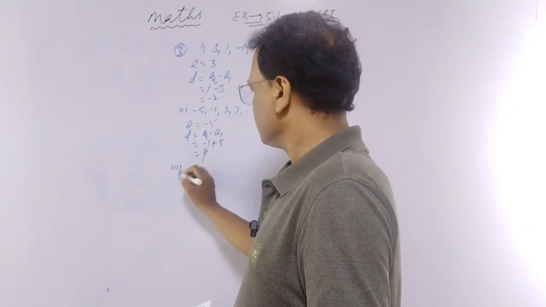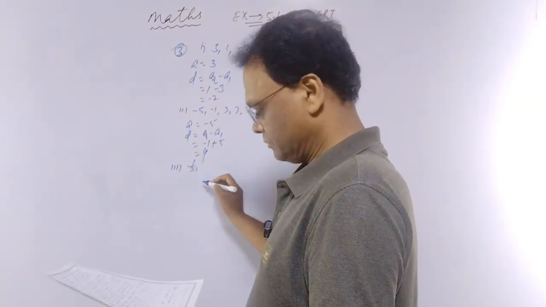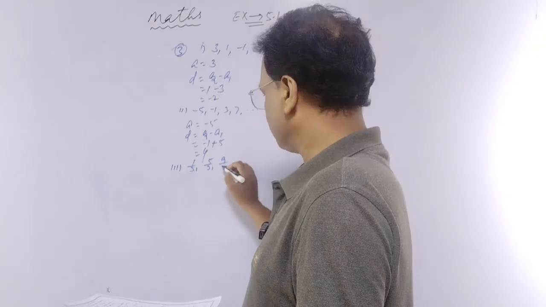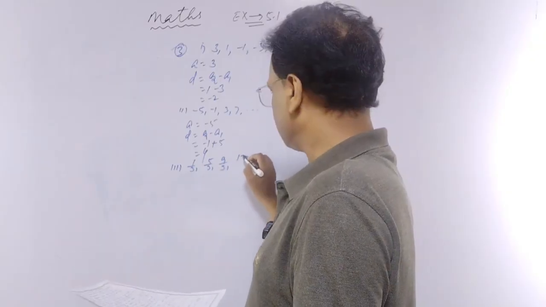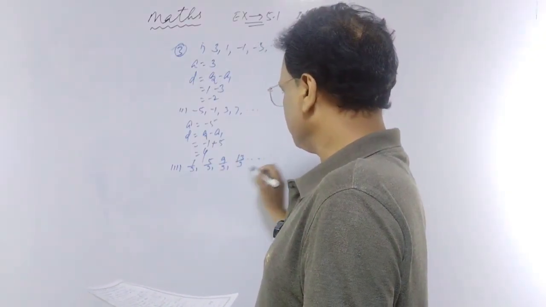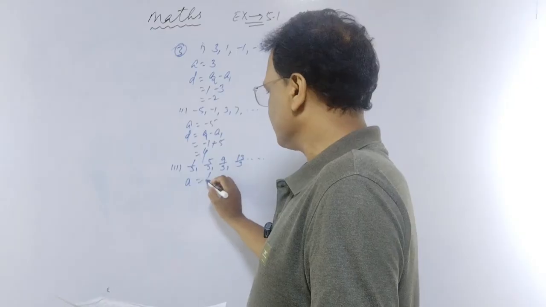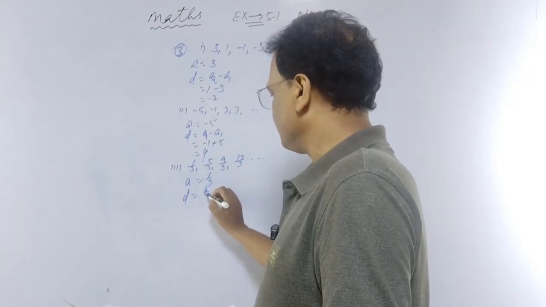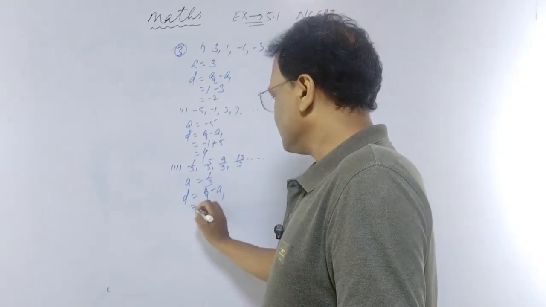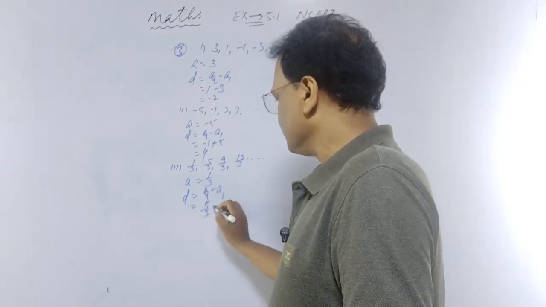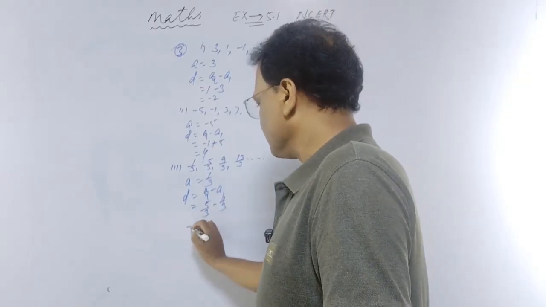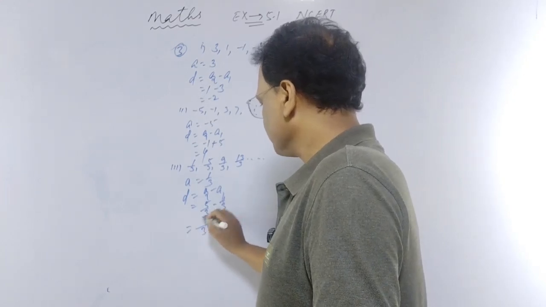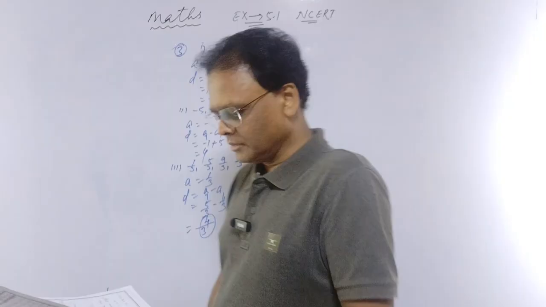Third is given 1 by 3, 5 by 3, 9 by 3 and 13 by 3. Tell me what is the first term? The first term is 1 by 3. Difference D is equal to A2 minus A1. What is A2? A2 is 5 by 3 minus 1 by 3. This becomes 5 minus 1, that is 4, so 4 by 3. Third one over.